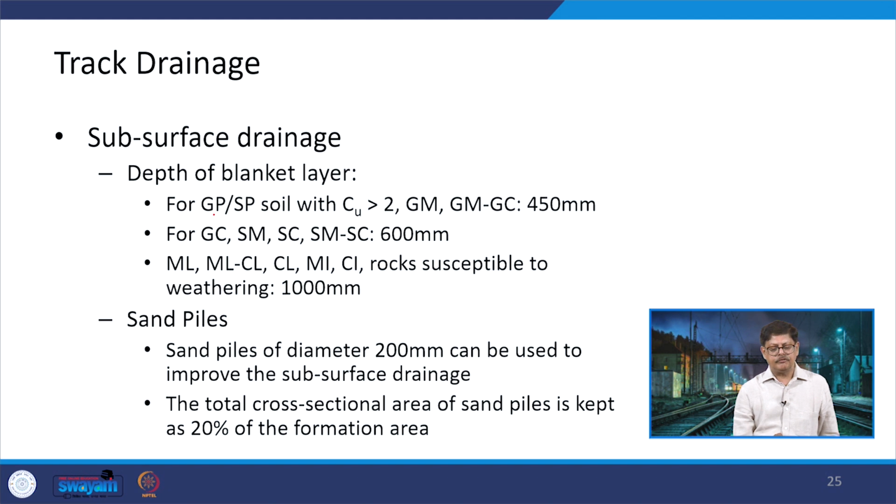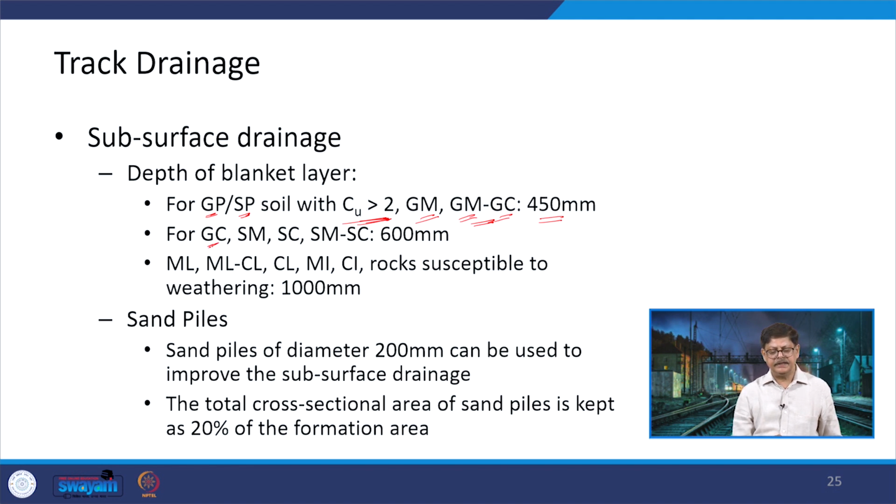Now, in the case of poorly graded gravel or poorly graded sand, the Cu should be greater than 2, as well as for Cu greater than 2. Then for this silty gravel and the clay gravel mix, in all of these cases the depth is 450 mm. We started with 300 mm, now we are increasing it depending on the type of material.